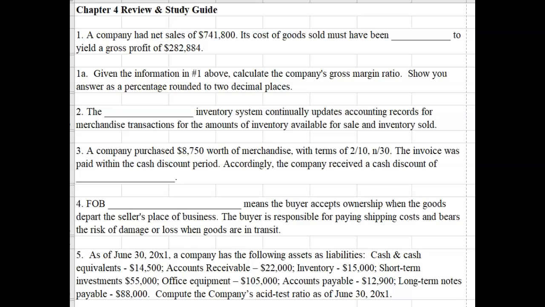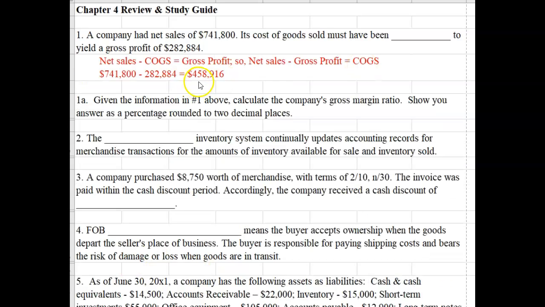Number 1. A company had net sales of $741,800. Its cost of goods sold must have been what to yield a gross profit of $282,884? Please pause the video, calculate your answer, then start the video again to check your work. Cost of goods sold had to have been $458,916.